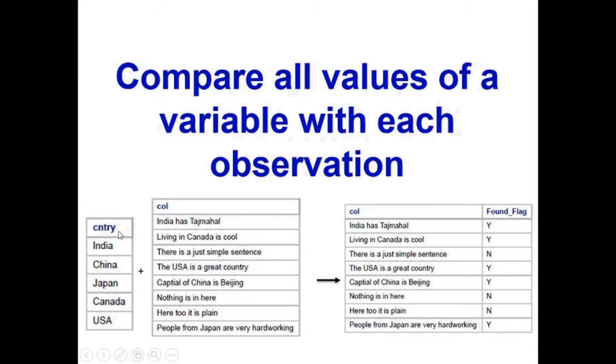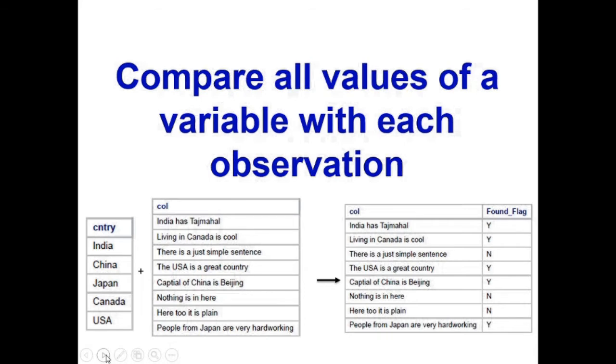The final goal is to create a new column, and the values in the column will depend on whether any of these values in this particular variable is present in this observation. If any of these values is found in this observation, then it will have the value of y, and if none of these values is found in an observation, then it will have the value of n.